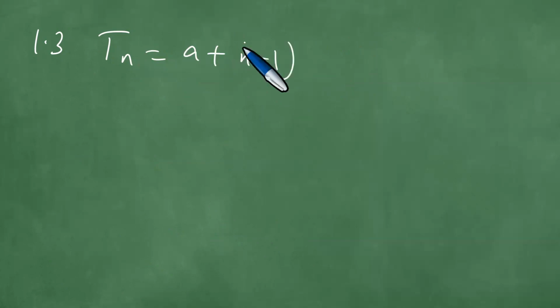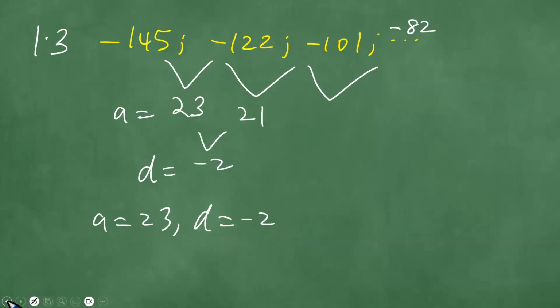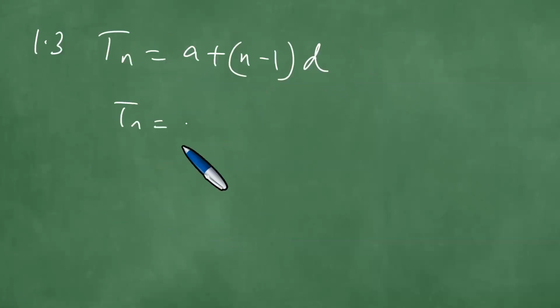Which means that in 1.3, a is minus 1 into d, and the first term is 23.